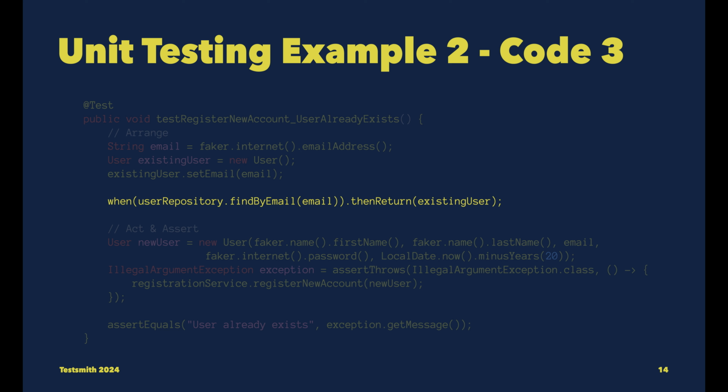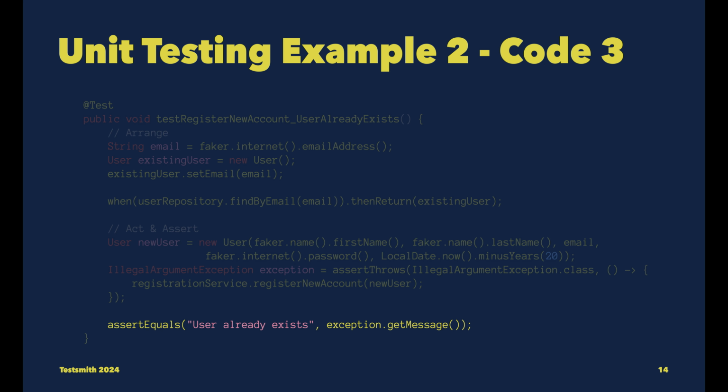In these lines, we create a new user object named newUser with random values for the first name, last name, password, and a birth date 20 years ago. The email for this user is the same as the one generated earlier, simulating an attempt to register a new account with an email that already exists in the database.